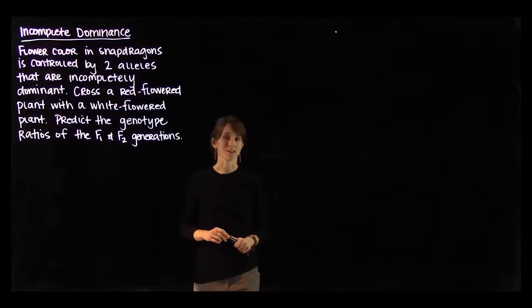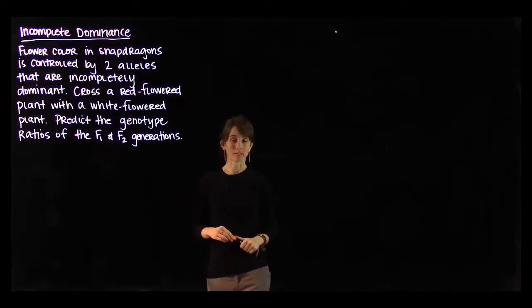Simple Mendelian inheritance means that we have one dominant allele that completely masks our recessive allele. The truth is most genes are not inherited using simple Mendelian inheritance. So let's talk about something that's a little bit more complex, and that is incomplete dominance.